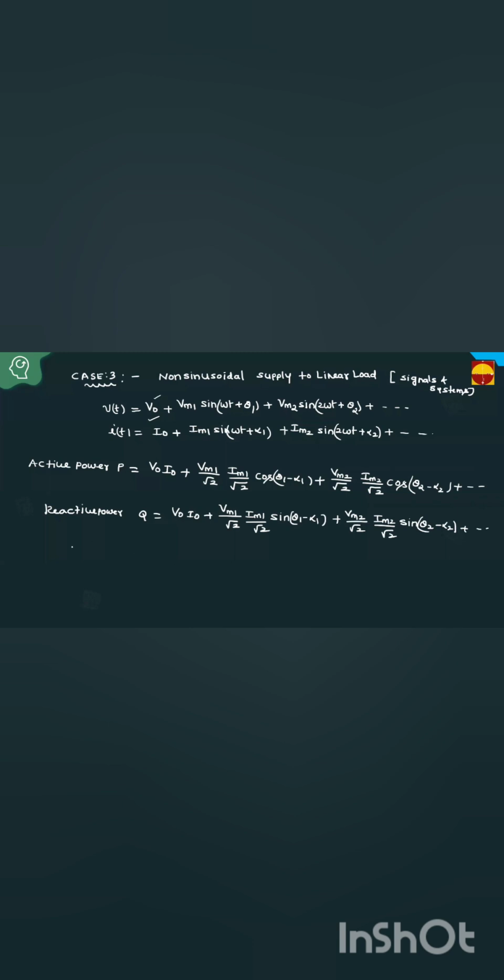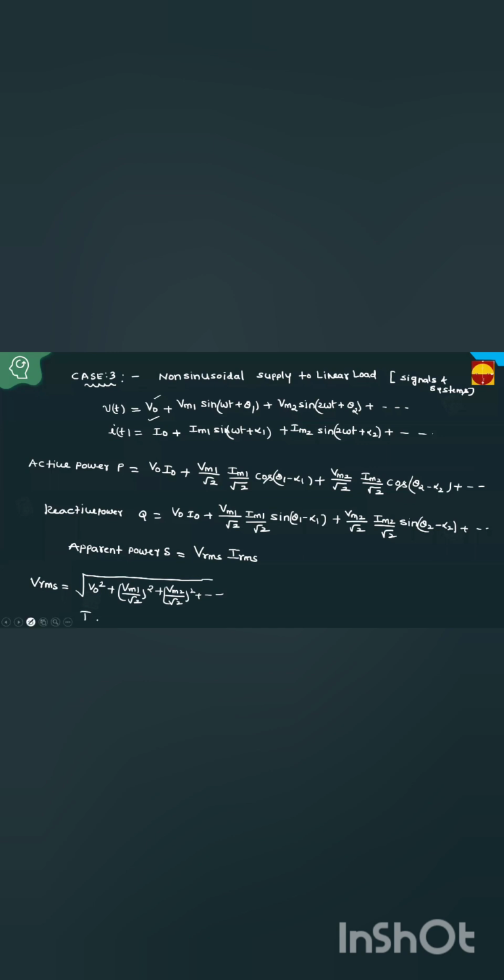Then how to calculate apparent power? This is important. Apparent power S equal to Vrms into Irms. Then how to calculate Vrms? This is the square root. For this type of voltage or current, how to calculate the RMS value? I already gave it: V naught square plus Vm1 by root 2 whole square plus, for the multiples of frequency, Vm2 by root 2 whole square plus and so on.